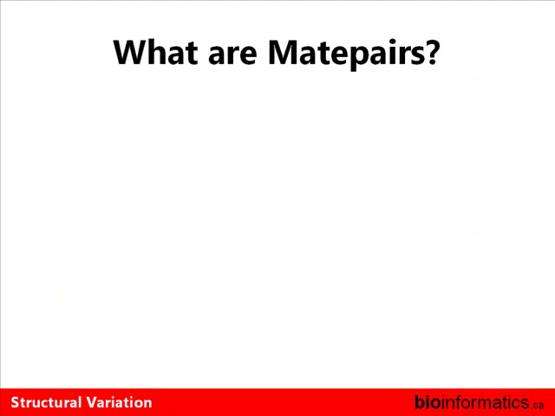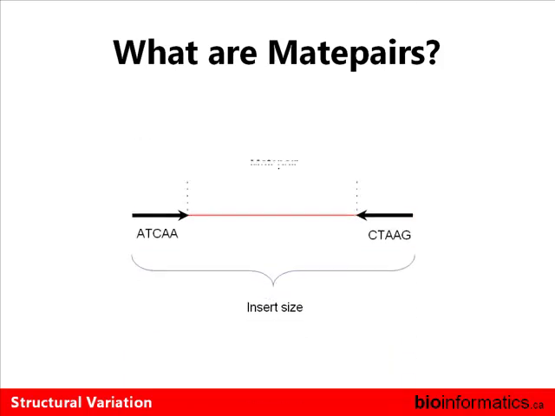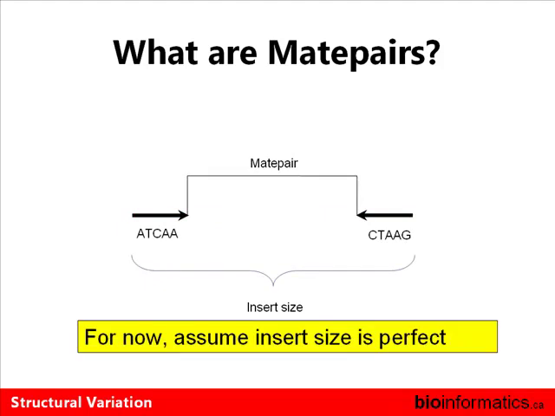First, you already all know what mate pairs are. You have two sequences, there's some insert size, and you know nothing about what's in between. For the biologists in the room, you'll say this is ridiculous, but let's assume that the insert size is perfect. Let's say we know exactly the distance from here to here. What can we do with that?